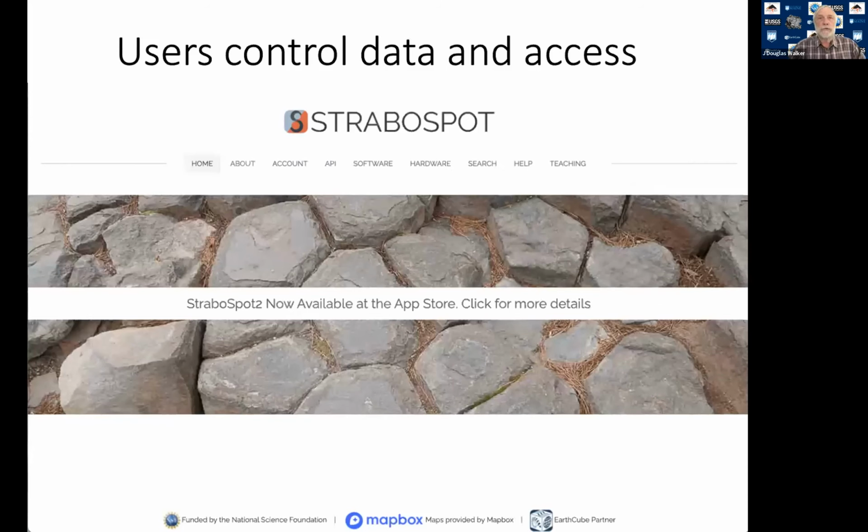So you're able to control your data. You can collect your data in the field and then you upload it to the StraboSpot server. It's located on the Exceed NSF platform. We're just moving over to what's called the Jetstream 2 platform. But anyway, you control your data and the access to your data.